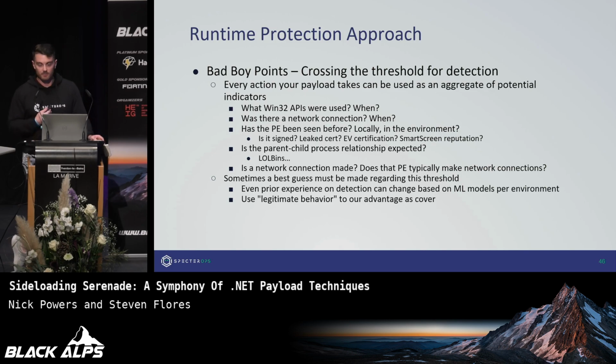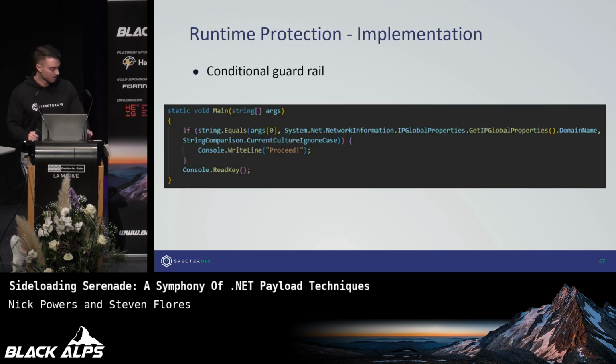And oftentimes, from a red team or a pen test perspective, we have to make a best guess regarding a lot of these decisions. So prior experience on detection can be changed based on ML models per environment. If you're detected by CrowdStrike Falcon in one environment, you might not be in another, and that's because of what happens in the environment locally. But we want to use as much legitimate behavior as cover as we're making these decisions. So a couple examples of runtime protection: the canonical example would just be doing a check for the domain that the machine you're executing on is joined to.